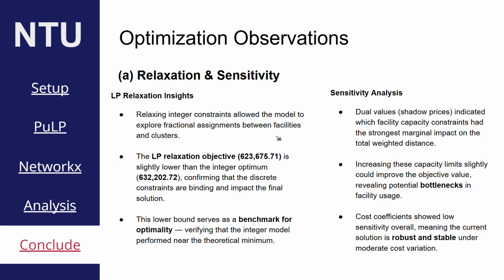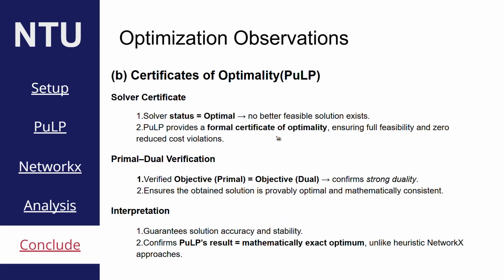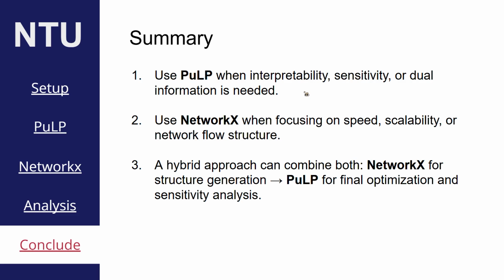And about relaxation and sensitivity. Relaxation showed little change, meaning the model was already near optimal. Sensitivity analysis proved it's stable. Key facilities matter, but assignments stay consistent even with cost changes. Our solution is proven optimal. Primal equals dual and the solver confirms it. The PuLP result is accurate, stable, and verified. In summary, PuLP gives deep insights and proofs, while NetworkX gives speed. And we can consider hybrid approaches in real-life applications.